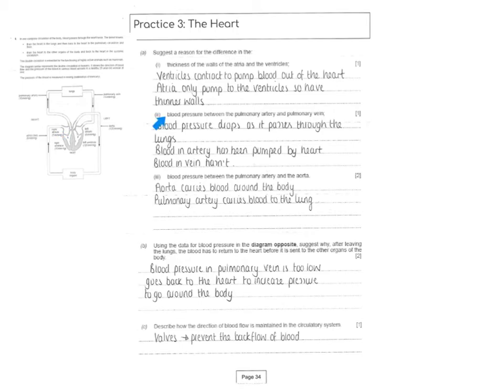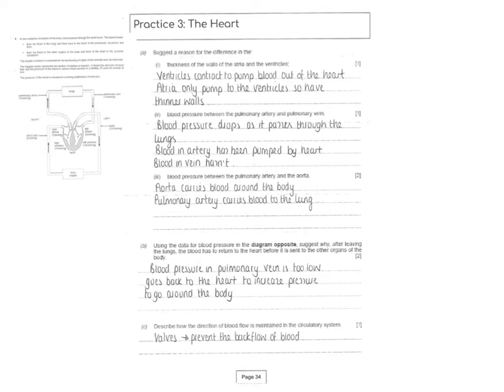Explain the reason for the difference in the blood pressure between the pulmonary artery and the pulmonary vein. The blood pressure drops as it passes through the lungs. Blood in the artery has been pumped directly from the heart, whereas the blood in the vein hasn't. It's further away from the heart, so it's under less pressure. The difference in blood pressure between the pulmonary artery and the aorta: the aorta carries blood around the body, so it needs a bigger contraction to force the blood all the way around the body, whereas the pulmonary artery only carries blood towards the lungs, very close to where the heart is.